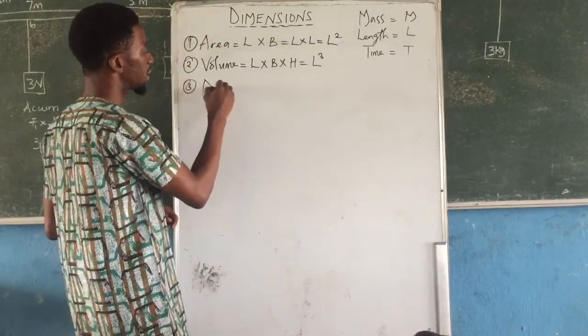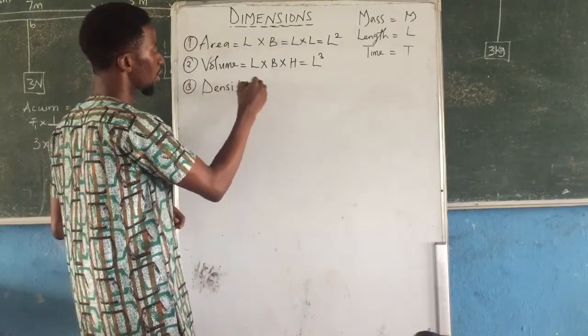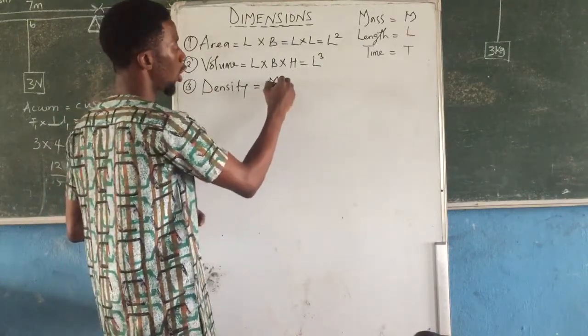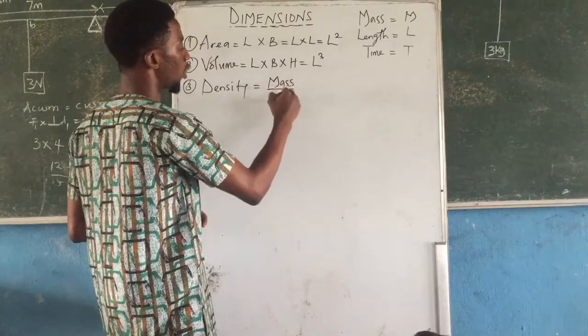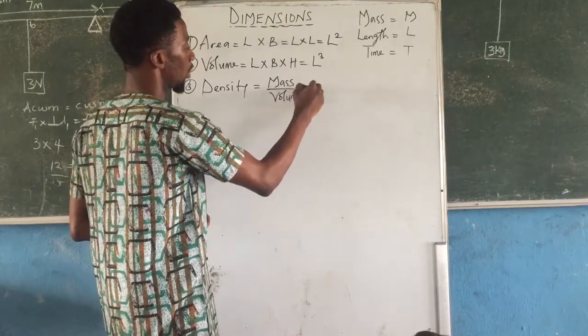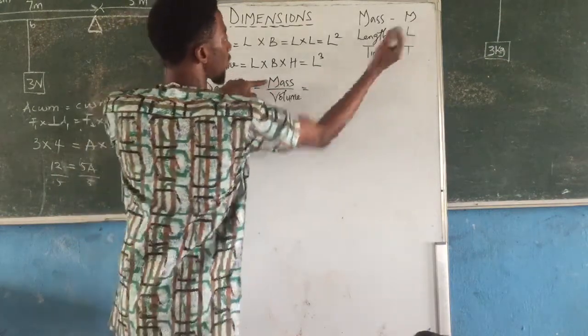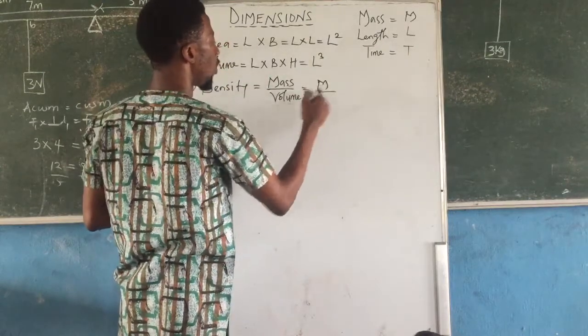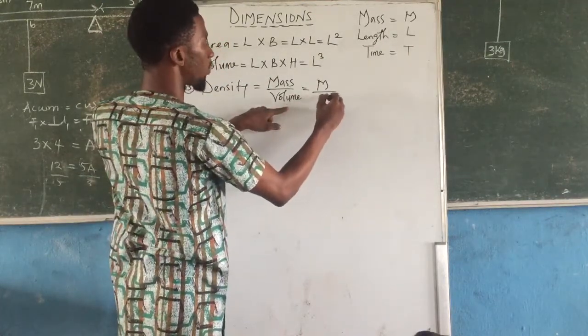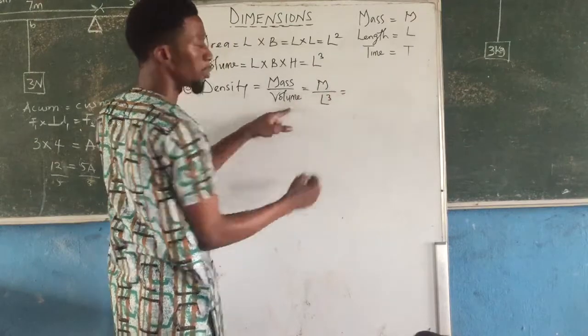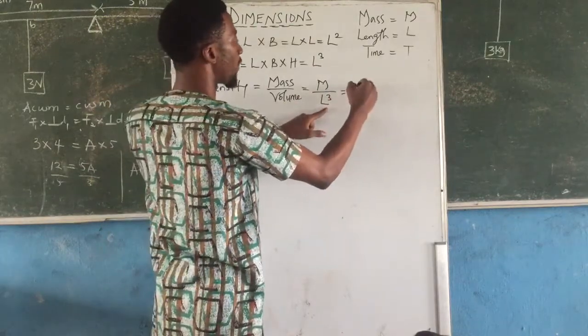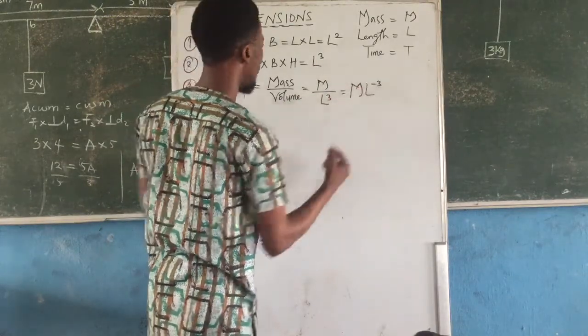Number 3, let's take density. The formula for density you should know is mass over volume. The dimension for mass is M, over the dimension for volume, which is L raised to the power 3, which we derived here. So from your basic mathematics, it goes up. We have M L raised to the power minus 3.